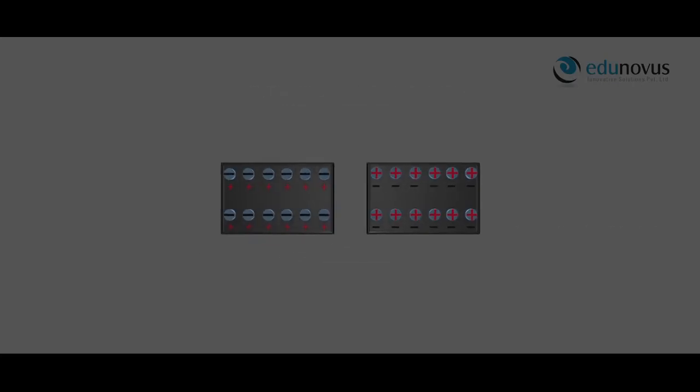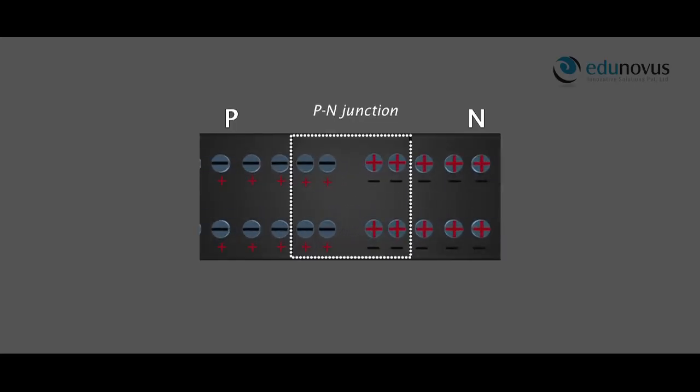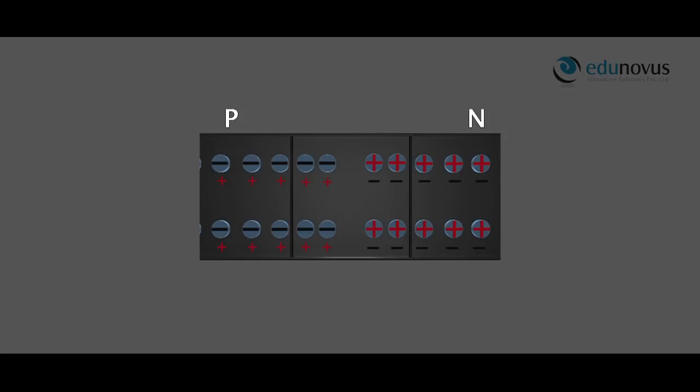The combination of P-type and N-type semiconductors results in a PN junction diode. Here, at the junction, diffusion takes place. Similarly, due to the higher concentration of electrons in the N section, electrons diffuse from the N side to the P side, leaving behind an ionized positive charge which is immovable.